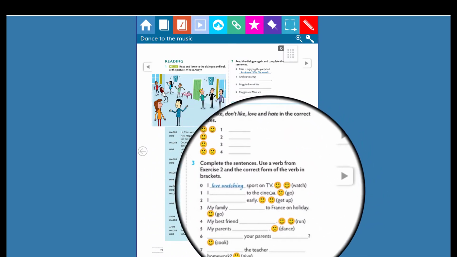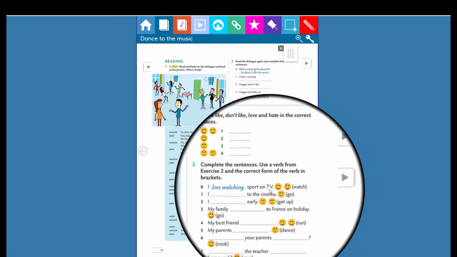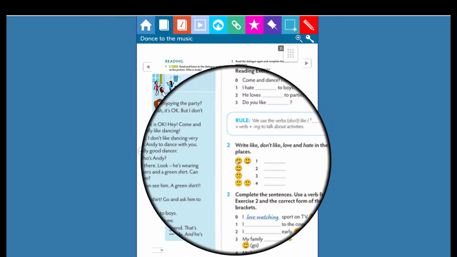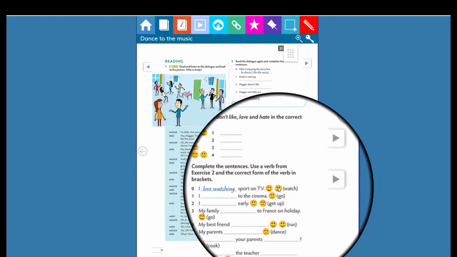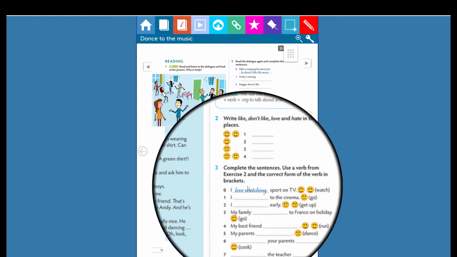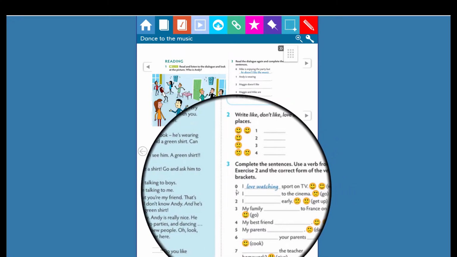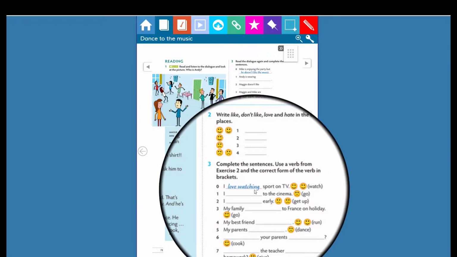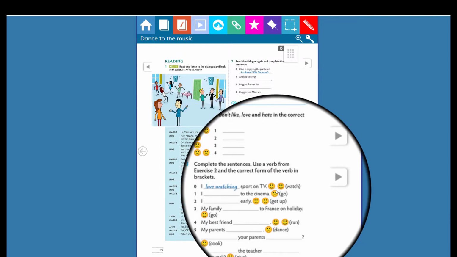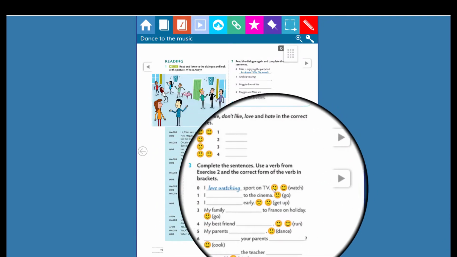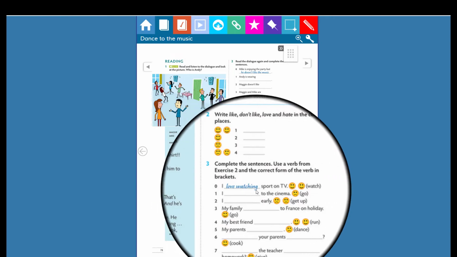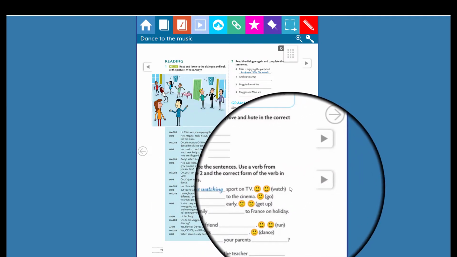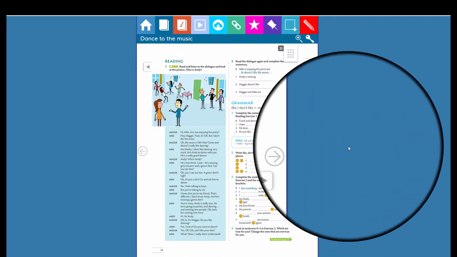¿Qué es lo que deben hacer? Deben colocar el verbo que se relaciona a las caritas felices o tristes de la actividad 2 y luego el verbo entre paréntesis con su forma ing. Let's see the example. I love watching sport on TV. Love because we have 2 happy faces and watching because our verb in parentheses is watch. So stop the video now, please, and complete the sentences.